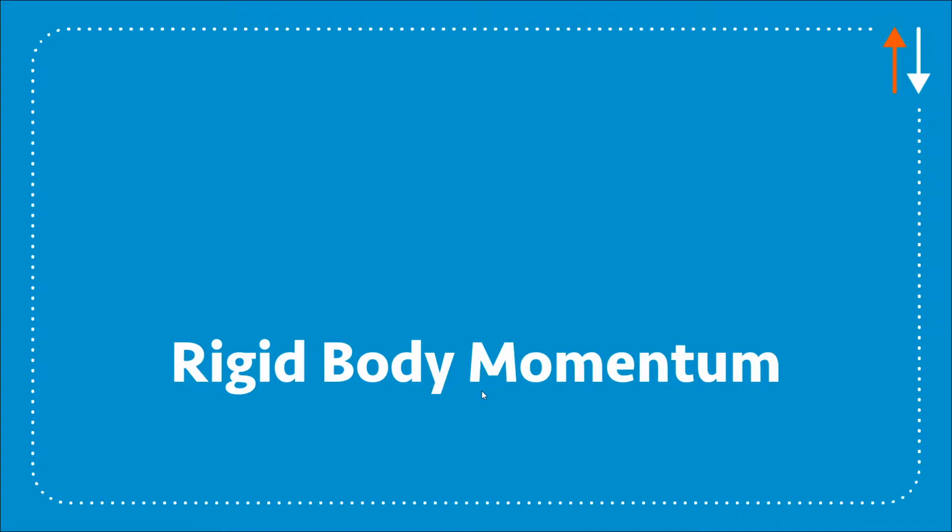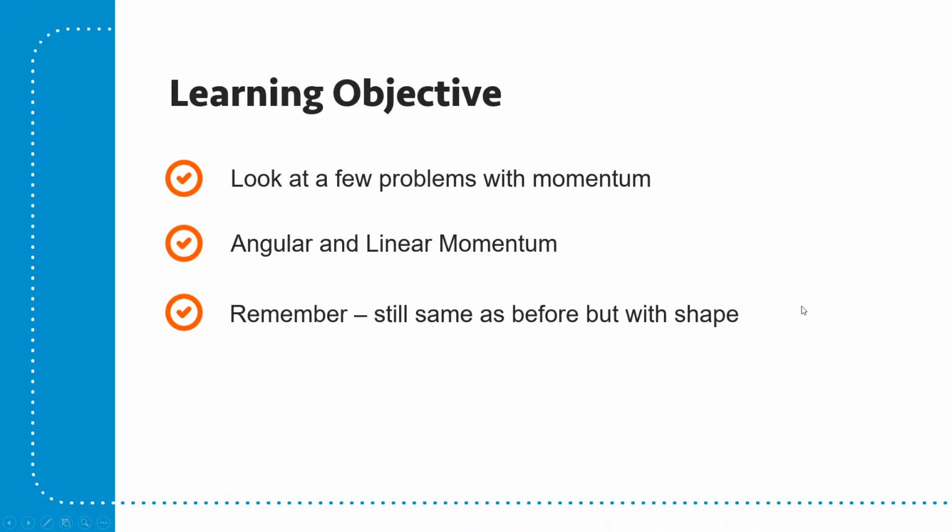Okay, so what we're going to talk about today in this video is rigid body momentum. You've already dealt with it with particles, and in particles we worried about momentum associated with just mass, but now it's mass and shape. So I'll do about 4 examples that I think are kind of helpful. Look at a few problems with momentum, angular and linear momentum, of course, so both.